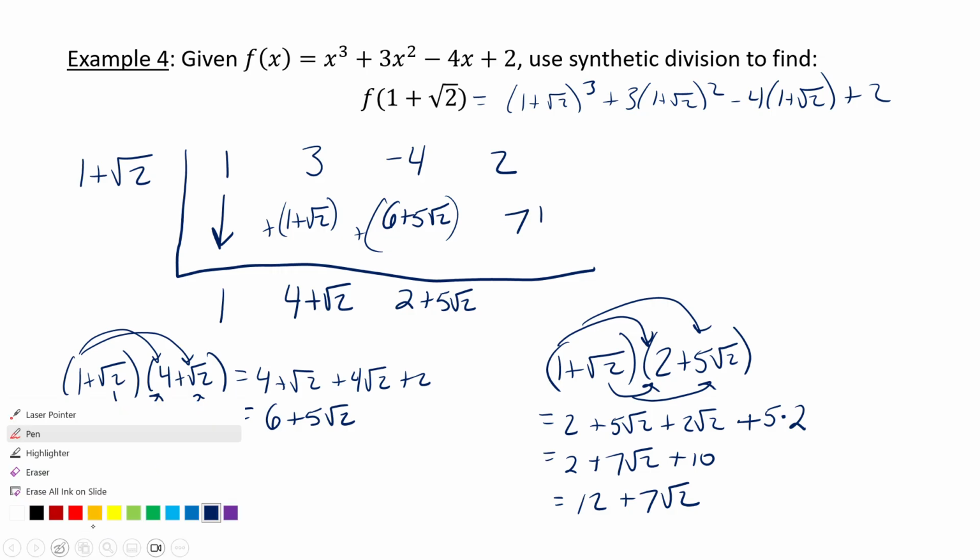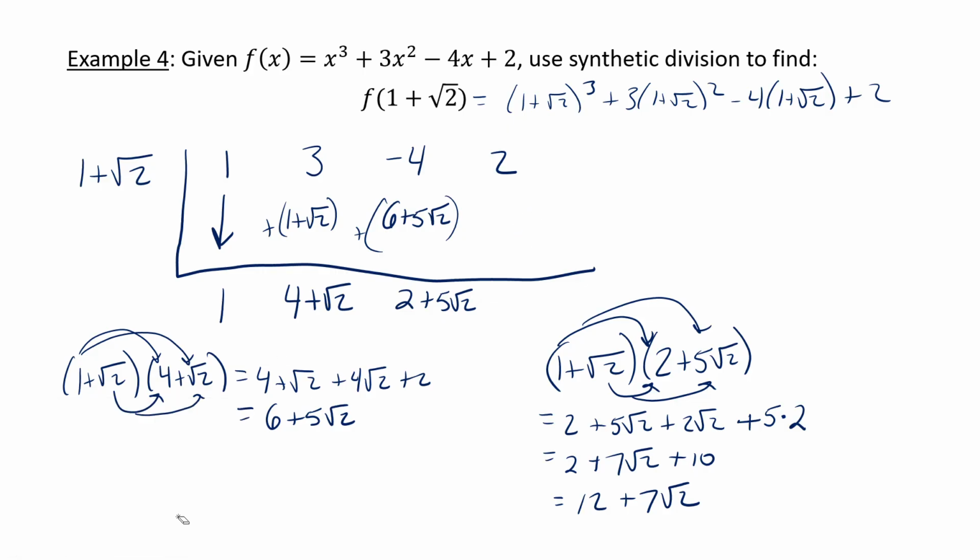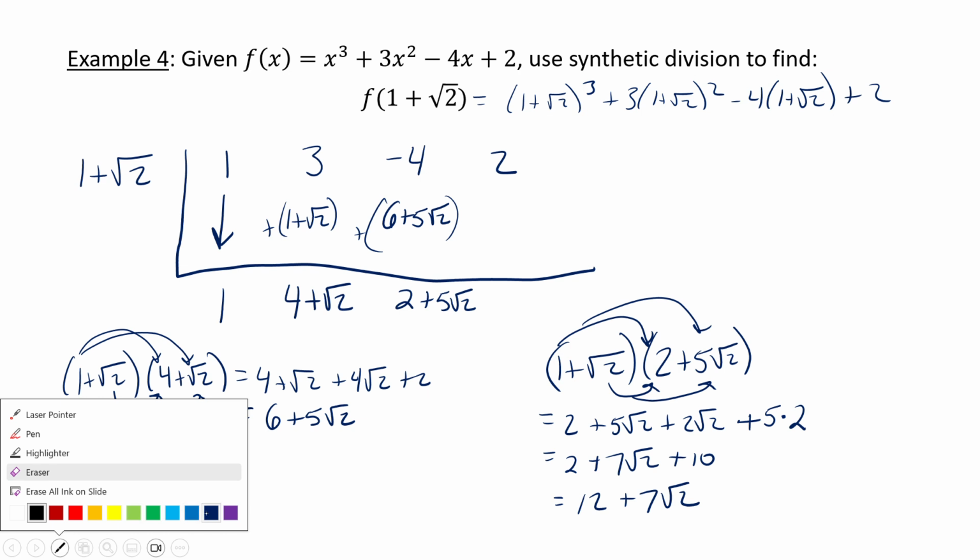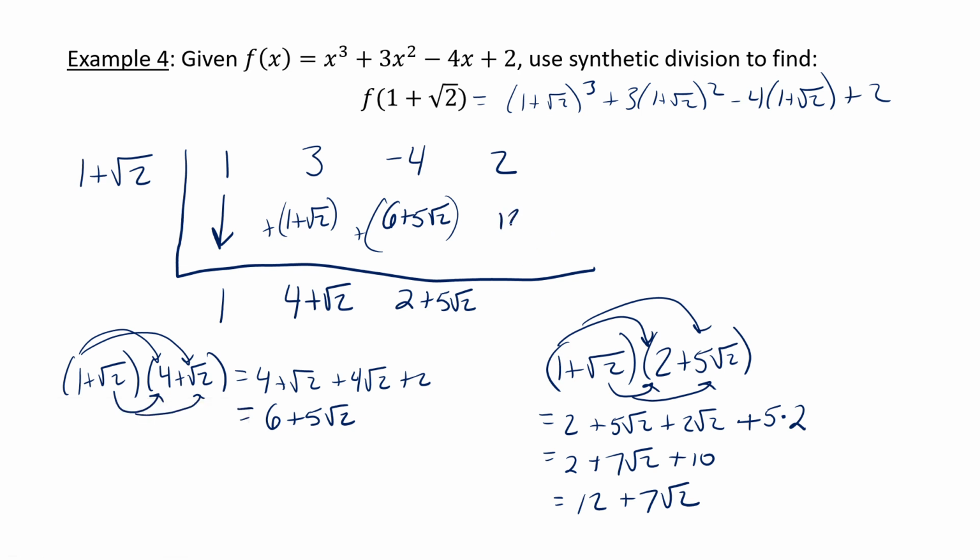Let me write this nicely: 12 plus 7 square root 2. Now, if I add that to 2, I wind up with 14 plus 7 square root 2. What that tells me, I'll change colors just so it stands out, is that f of 1 plus the square root of 2 equals 14 plus 7 square root 2.